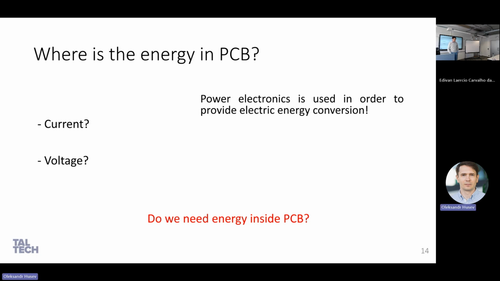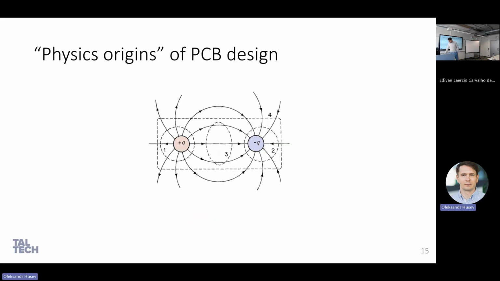Because, first of all, do we need energy in PCB? Theoretically, no, but it's not avoidable, because we still convert energy and energy will still be in PCB, right? But if you're talking about the physics origin, you have to understand that energy is inside the electric and magnetic fields. Current and voltage don't represent energy. You can't avoid current and voltage in PCB. So this is a very big mistake that people usually don't think about when they design PCB.